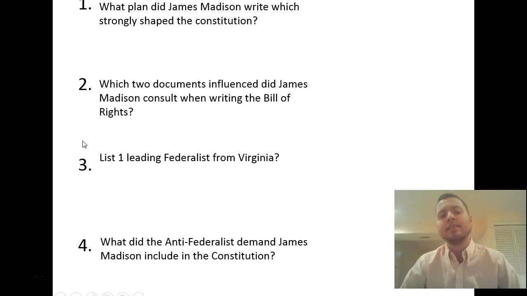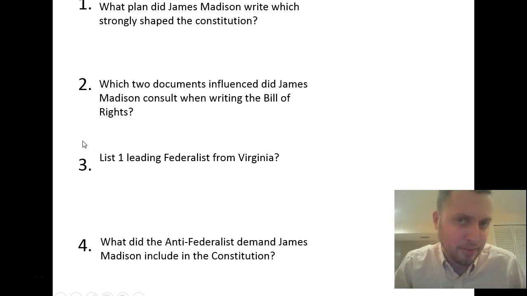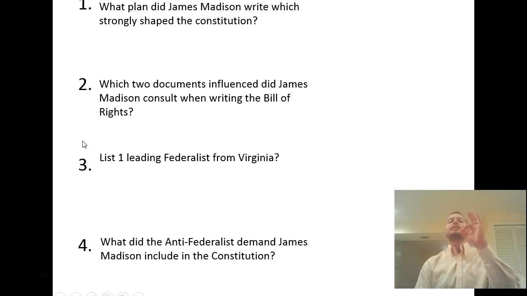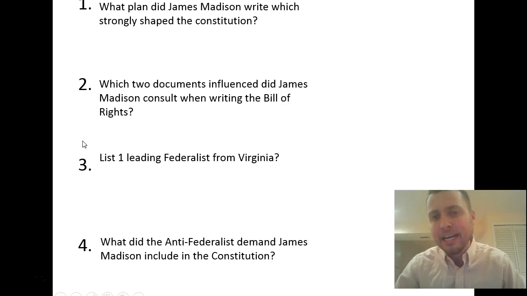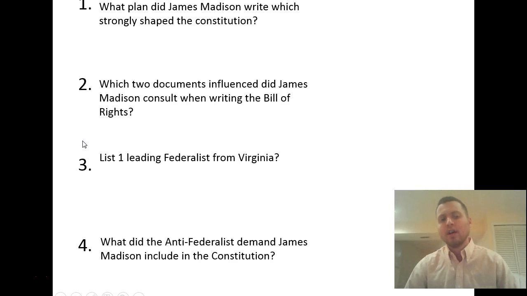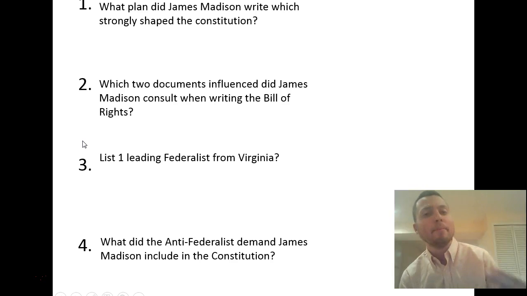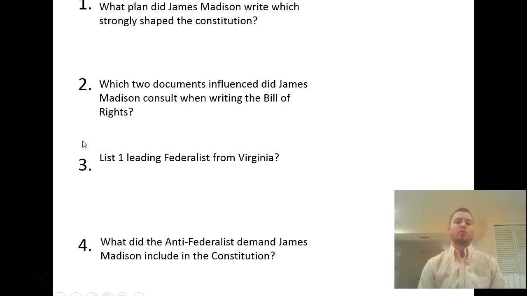Which two documents influenced James Madison when he wrote the Bill of Rights? That would be George Mason's Virginia Declaration of Rights and Thomas Jefferson's Virginia Statute for Religious Freedom. Number 3: list one leading Federalist from Virginia. There are two: the President of the Constitutional Convention, George Washington, and the Father of the Constitution, James Madison.